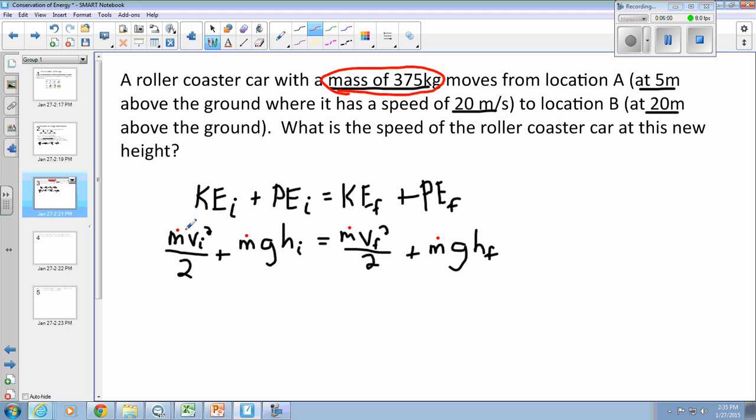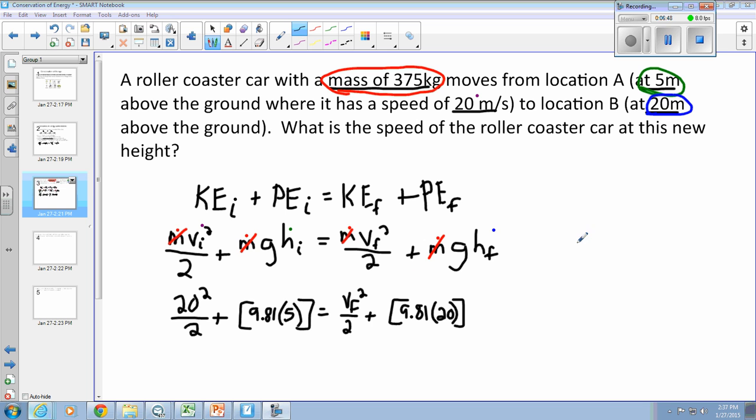Or you can logically see that our masses can all cancel out. So you're left with VI initial squared over 2 plus gravity times the height initial equals VF squared over 2 plus gravity times height final. Next, we're going to take our initial height, that's 5 meters, and that would get plugged in here. And our final height, 20 meters, is going to get plugged in there. Our initial speed, 20, will get plugged in here, and we'll solve for final velocity squared.